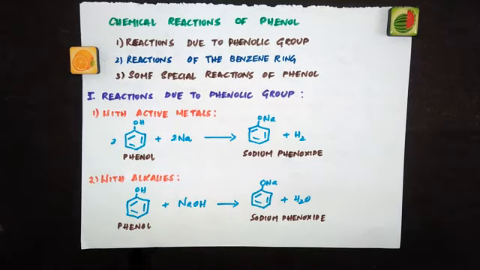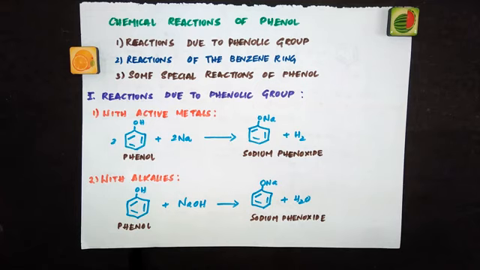Hello students, as we are learning about alcohols and phenols, today we are going to see the chemical reactions of phenol. In the previous videos, we have seen how to write the IUPAC name of alcohols, phenols and also ethers, and then we have seen the different methods of preparation of alcohols and phenols. And then we have seen the physical properties of them, and in the previous video we have seen the chemical reactions of alcohols. In today's video, we are going to specifically see the chemical reactions of phenol.